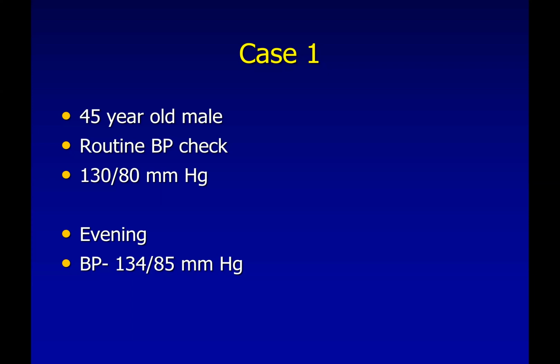And this patient can be given lifestyle modification for the next 3 to 6 months if there are no comorbidities and there is no target organ damage. And then you can see if the patient benefits. If yes, then you can continue with lifestyle modification. If no, then at a later date, maybe 3 to 6 months later, if this BP persists, you start pharmacotherapy.